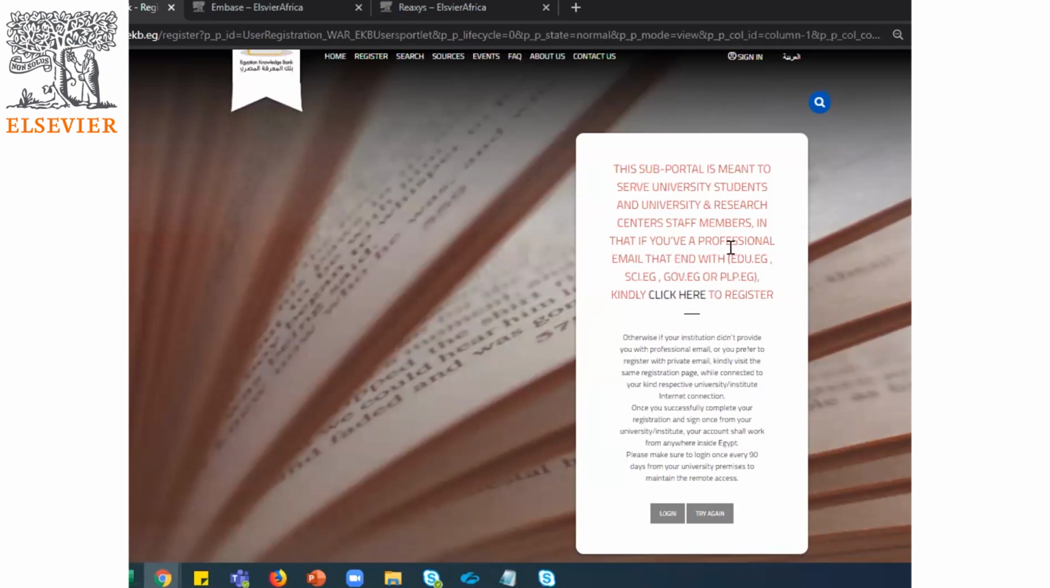If I have an email ending with edu.eg for universities, sci.eg for research centers, gov.eg for different governmental institutions, and PLP for the Presidential Leadership Program, so if I have an email ending with one of those four email domain extensions, I should be able to override the requirement for being connected to the university or the institution internet network, and to register my account.